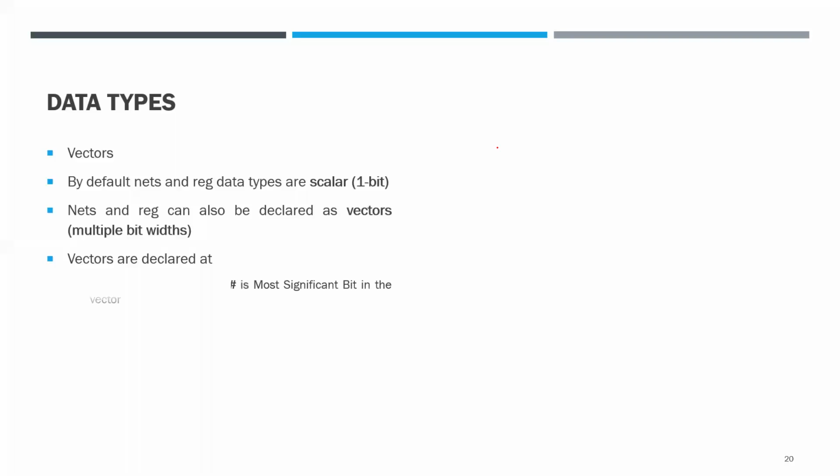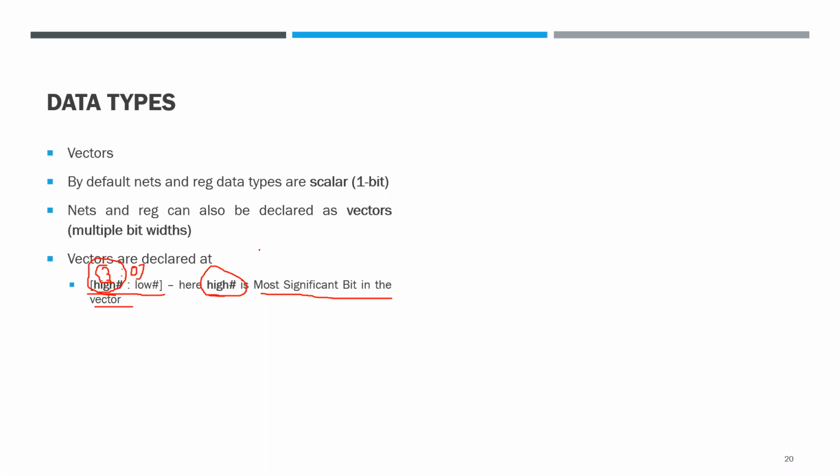Here vectors are declared with some specification, that is, some syntax is provided. This is how the syntax goes: you have to specify a high number and then a low number. You can specify it like this, wherein this high number, in this case 3, which is just an example I have taken, will be the most significant bit.